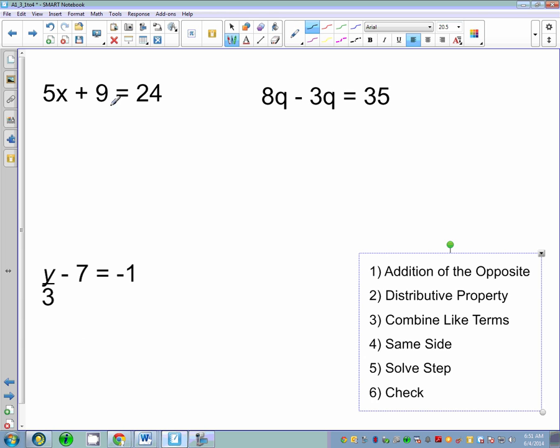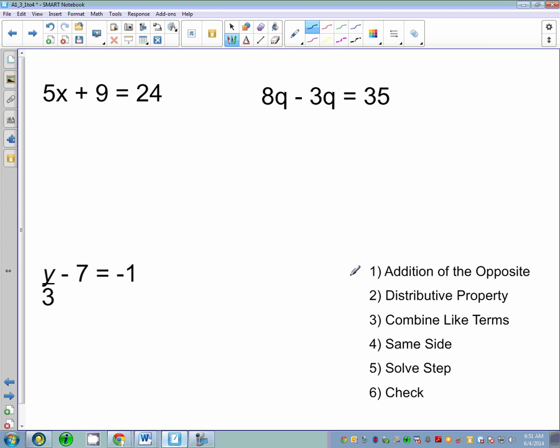5x plus 9 equals 24. Well, I don't have any addition of the opposites. I don't have any distributive property. I can't combine like terms, so I jump down to the same side step. Here I want to use addition or subtraction, so I'm going to subtract 9 from both sides. Remember, this is the same as if you added a negative 9. You'll get the same answer.